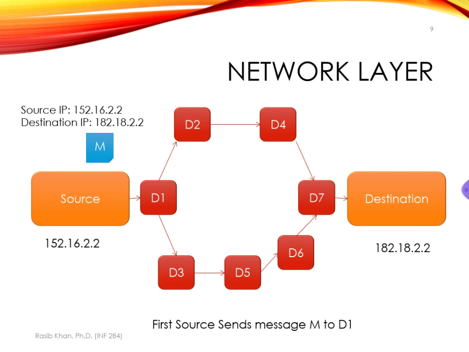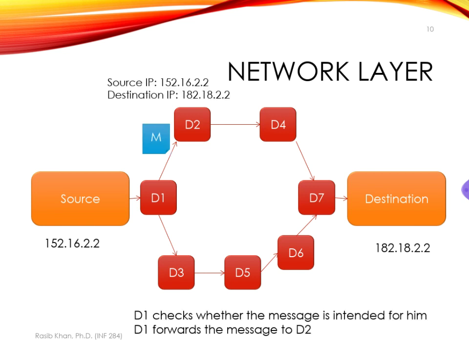First, the message is created where we have the source IP as 152.16.2.2, and the destination IP address as 182.18.2.2. The packet is sent to D1 and from D1 to D2, and as you can see, the source and destination IPs remain the same in the message. D1 checks whether the message is intended for it and then forwards it to D2 based on the decision received from the routing protocol in the network layer.